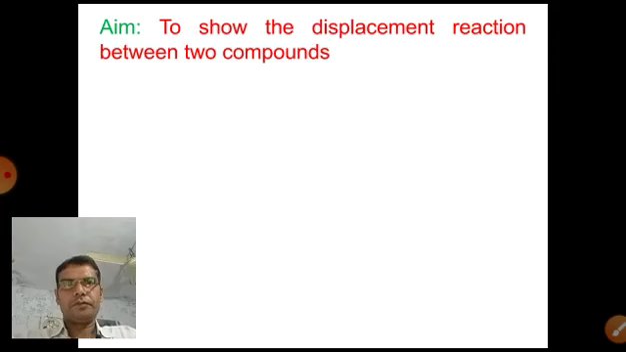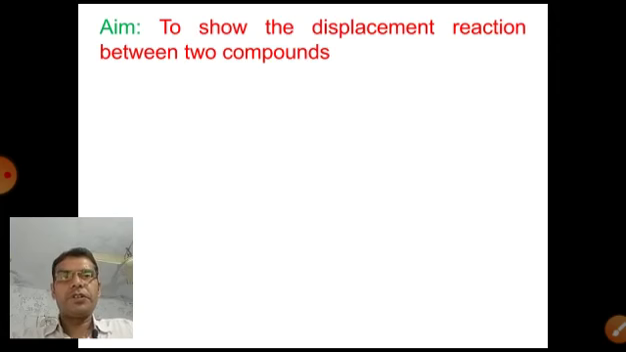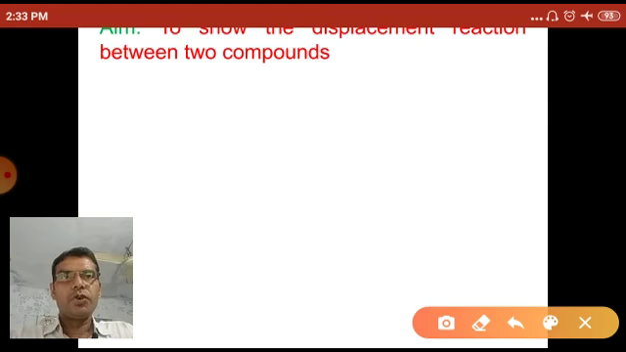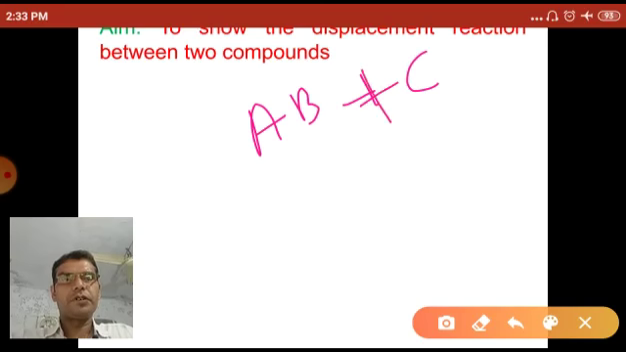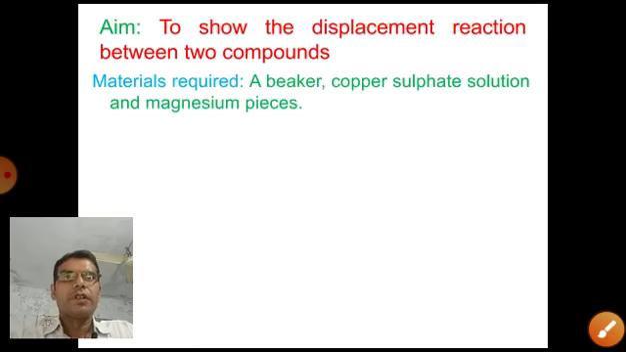Now the activity. The aim of this activity is to show the displacement reaction between two compounds, suppose AB and C. The material required for this activity is a beaker, copper sulfate solution, and some pieces of magnesium.